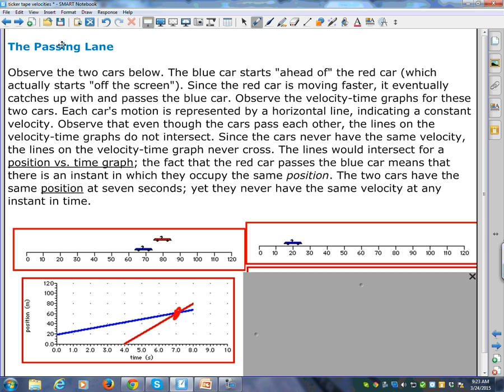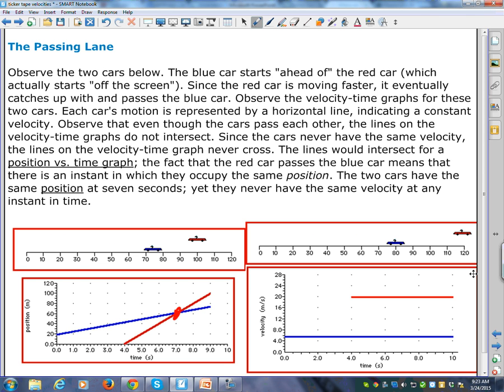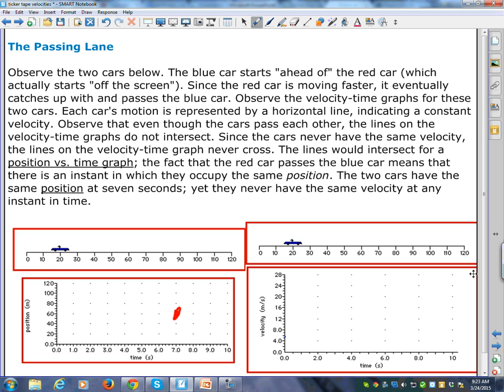Which one above? Red will be higher but flat. You're right. Flat, right? How come it doesn't start at 4 seconds? Oh, because it doesn't appear on the screen, right?